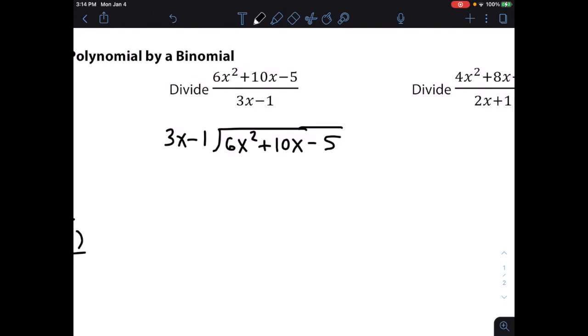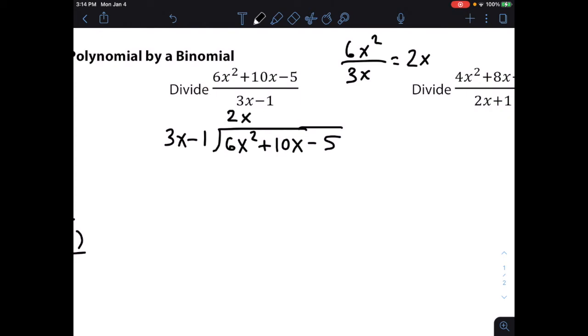Okay, so same process. We're going to look at 3x. What do I have to do to turn 3x into 6x squared? Another way to think about it is if you have 6x squared over 3x, what happens? Well, the 6 and 3 become a 2. X squared over x becomes an x, so this is going to be 2x here.